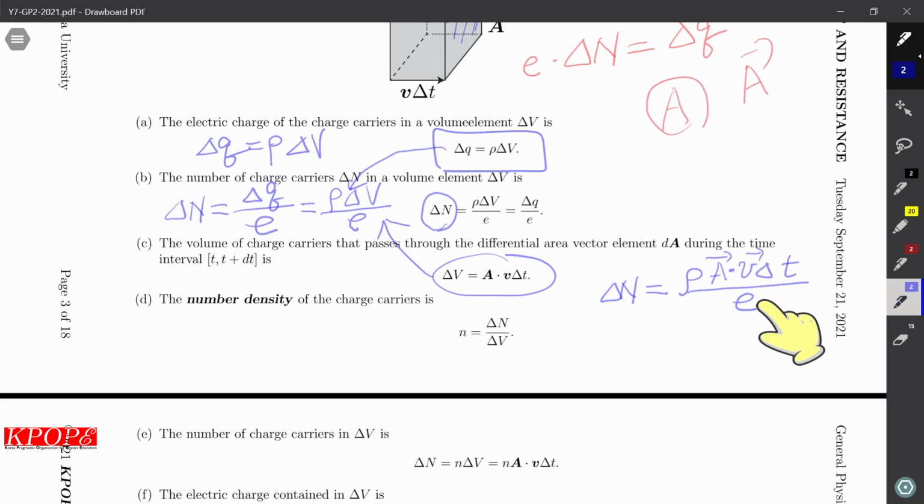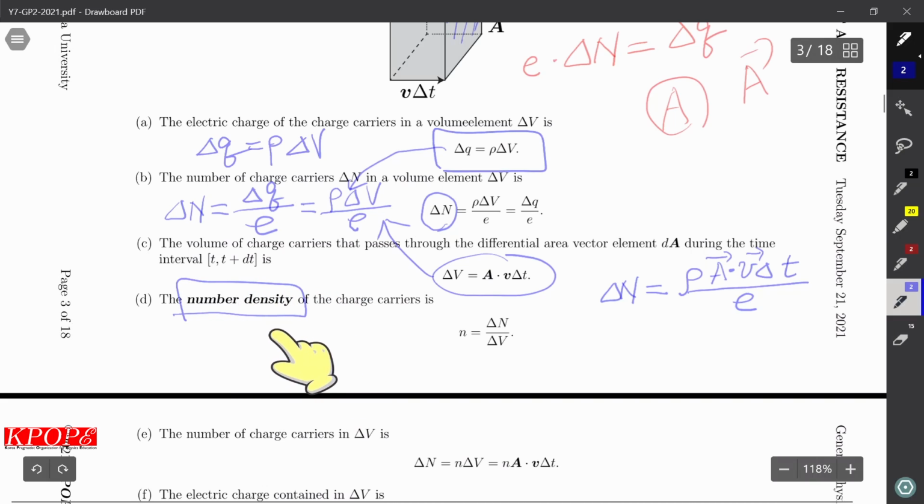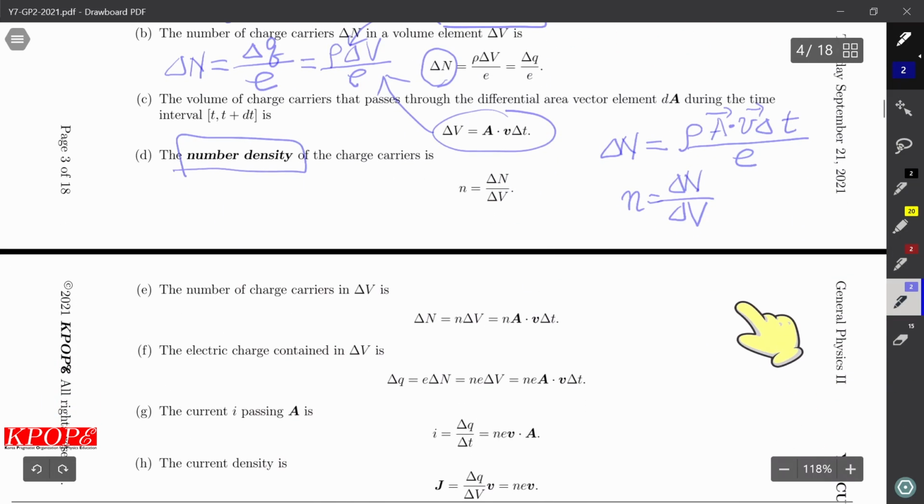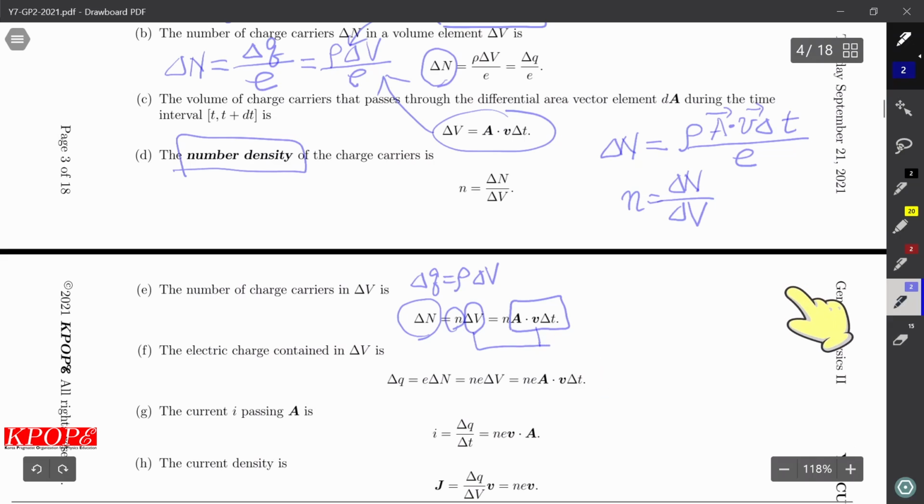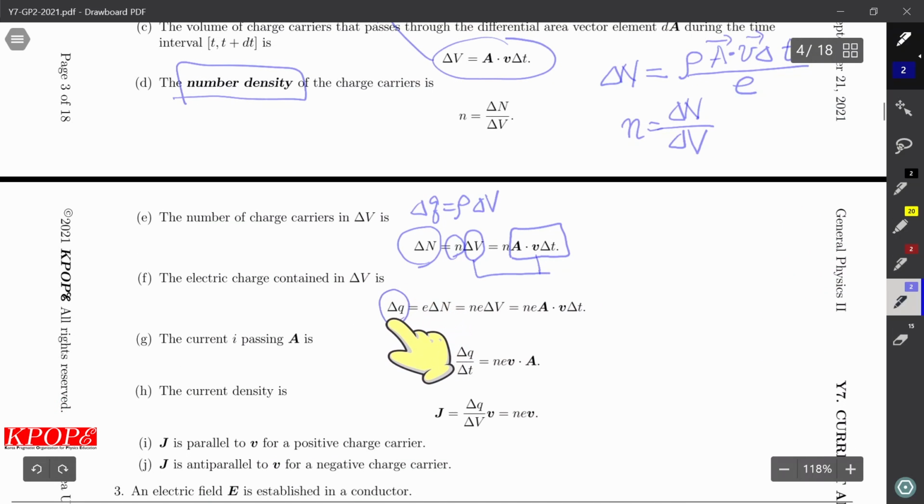We now define the number density. Number density means how many particles there are in a unit volume. The number density N is number divided by volume. Therefore, delta N, the number of charge carriers contained in the space, is number density times volume, just like delta Q is charge density times volume. Now we replace this volume with A dot V delta T, and the amount of charge inside that volume is elementary charge times the number of particles.